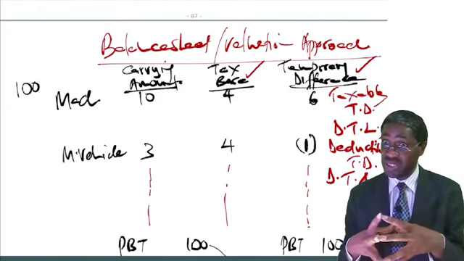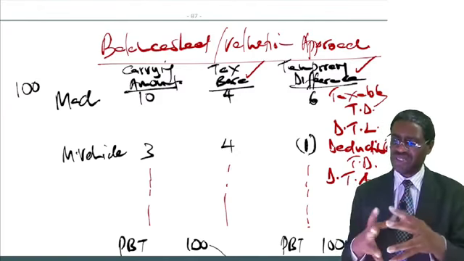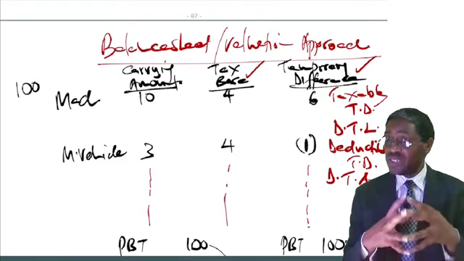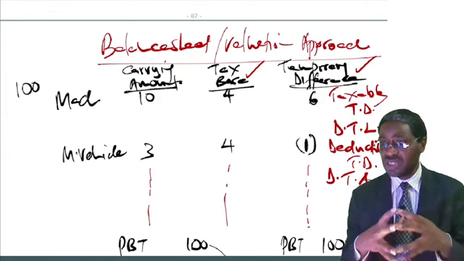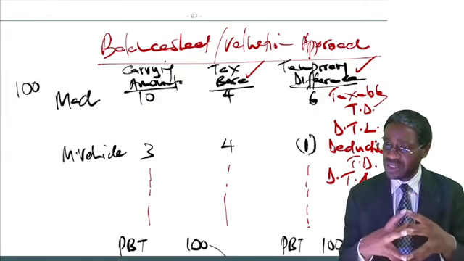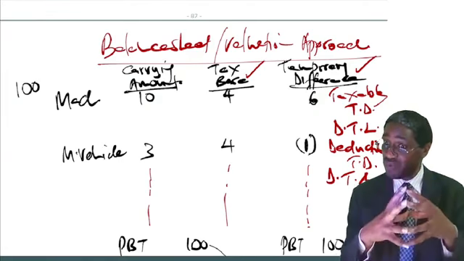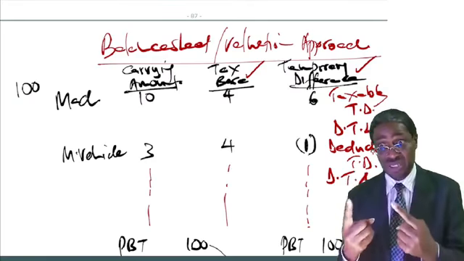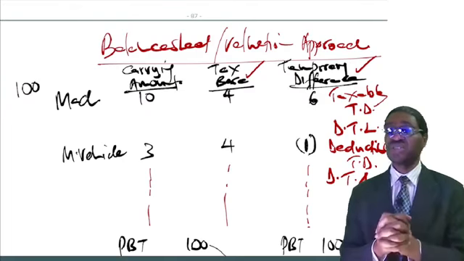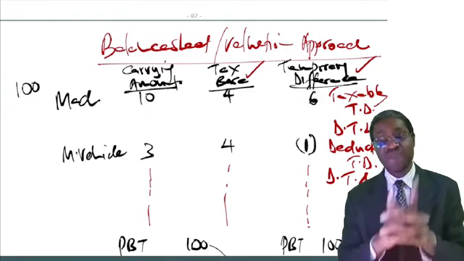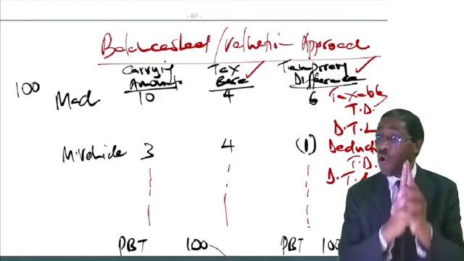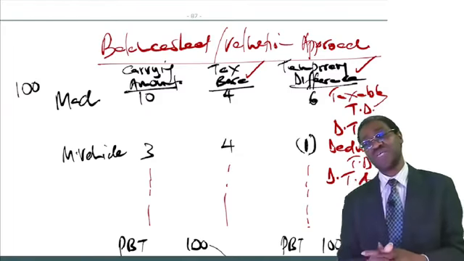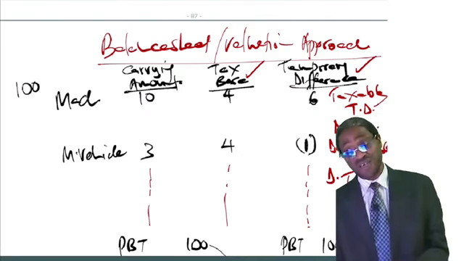What's temporary difference? Temporary difference, we have said, is the difference between the carrying amount of an asset or liability and its tax base. That's what we are calling temporary difference. The difference between the carrying amount of an asset or liability and its tax base. That's what we are saying, the temporary difference.